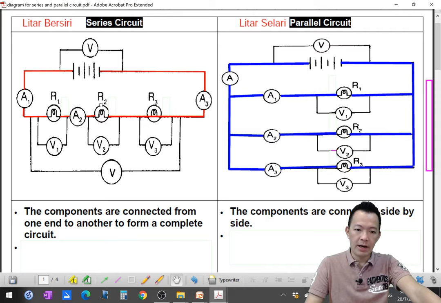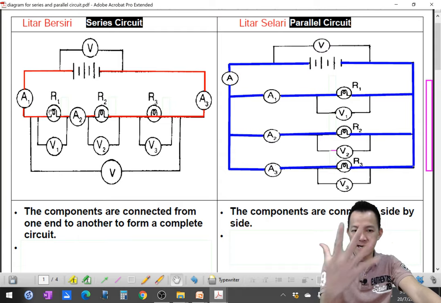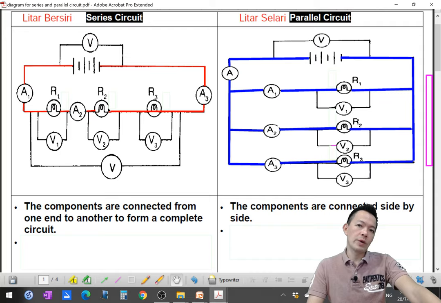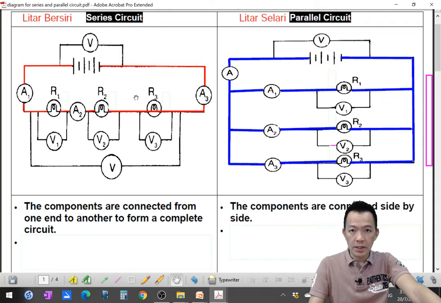Okay? So the electron continues to flow, cannot pass through the voltmeter, passes the light bulb, light bulb lights up. Okay, passes ammeter number 2. Ammeter number 2 measures 5 ampere. Continues to flow, light bulb number 1 lights up. Okay, and continues to flow, it passes ammeter number 1. Ammeter number 1 measures 5 ampere and goes back to positive. Now, when I finish the circuit, what can you see? The circuit looks very complicated. 这条电路看起来很复杂.